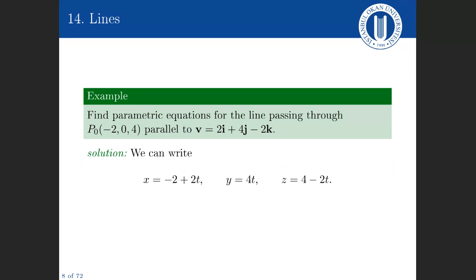For example, find parametric equations for the line passing through the point minus 2, 0, 4, parallel to the vector 2i plus 4j minus 2k. For the x equation, we need the first numbers. We want the minus 2 and the 2. Our first equation is x is minus 2 plus 2t.